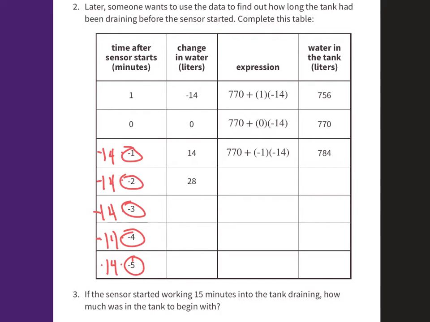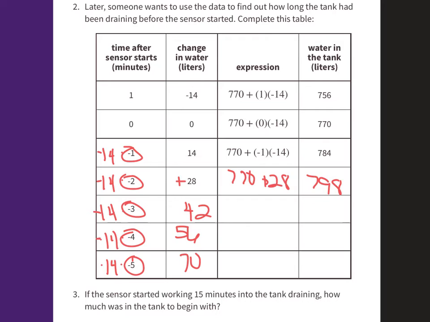So, using a calculator, let me pull it up here. So, negative 2 times negative 14 is 28. Negative 3 times negative 14 is 42. Negative 4 times negative 14 is 56. And negative 5 times negative 14 is 70. So now, 770 plus 28, because now it's positive, right? So we're adding it. 770 plus 28 is 798.